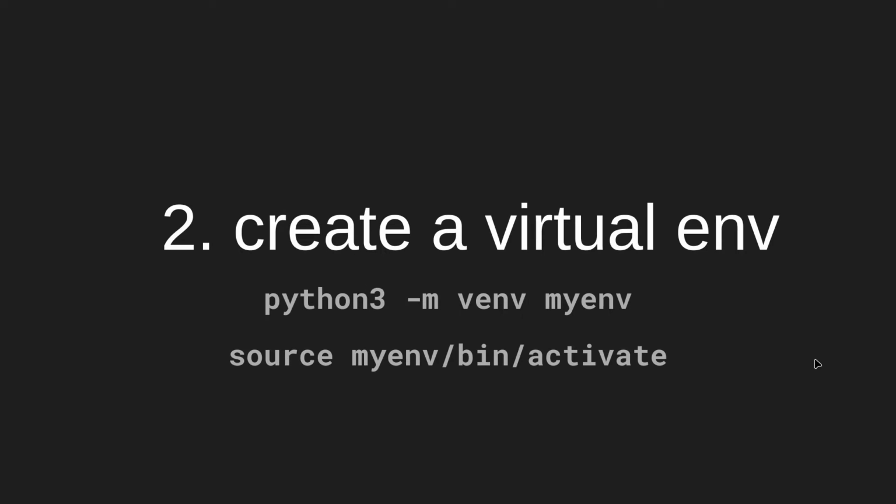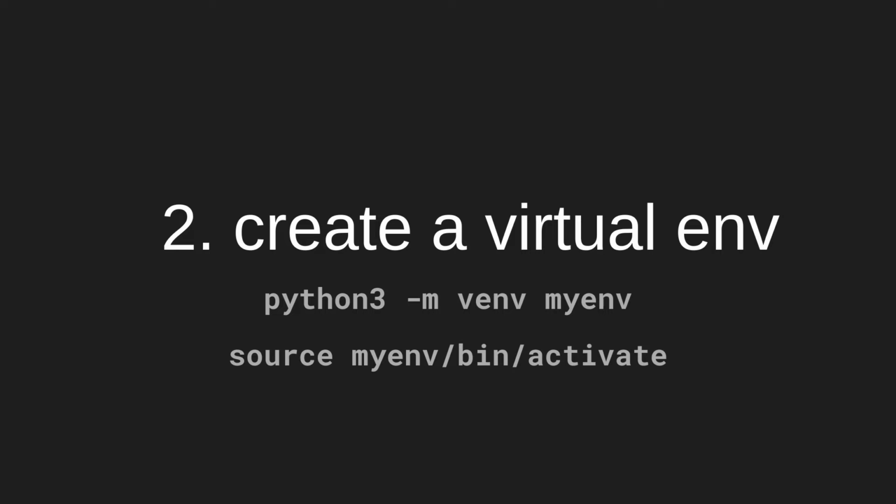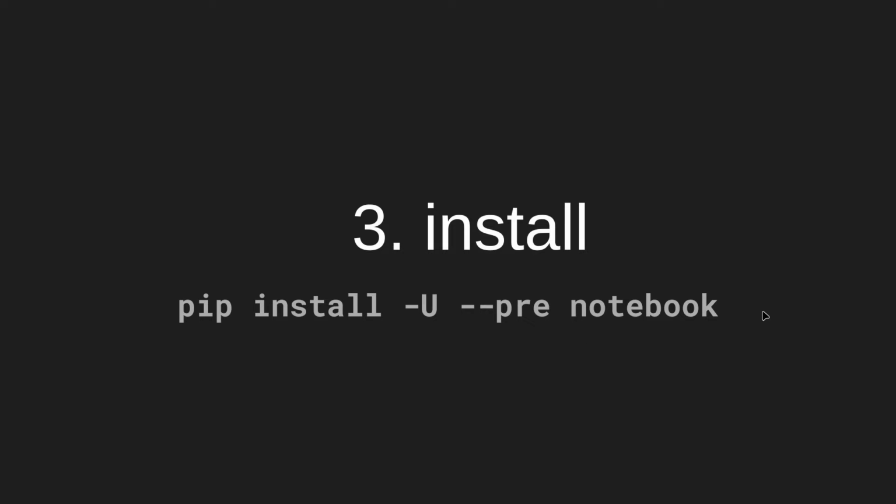So first thing you want to do is create a virtual environment: python3 -m venv myenv. Myenv can be whatever you want to call it. It doesn't matter. Then you do source myenv/bin/activate, which will activate the virtual environment. Then whatever you install will get installed inside of that virtual environment.